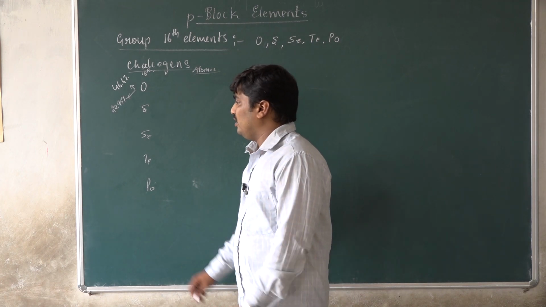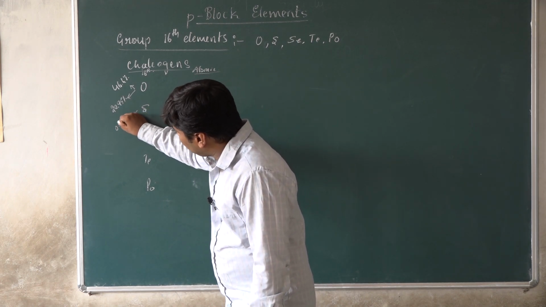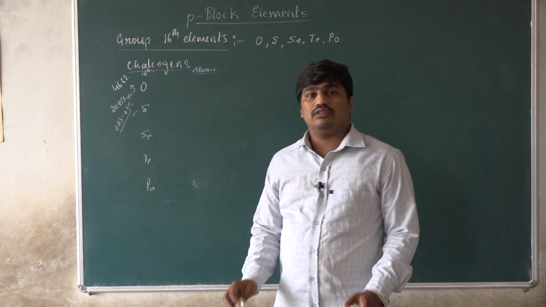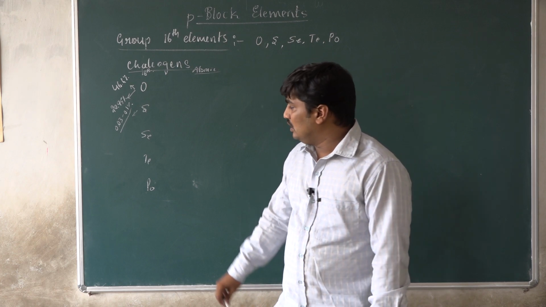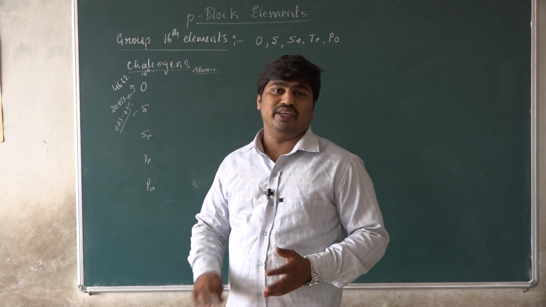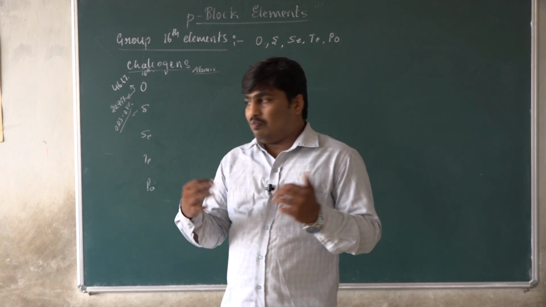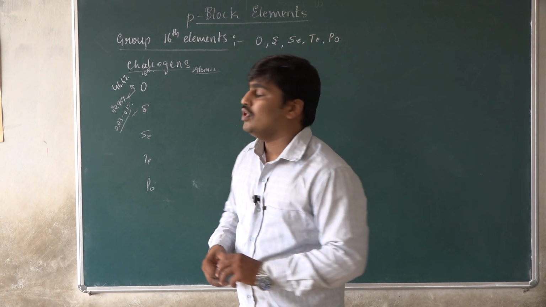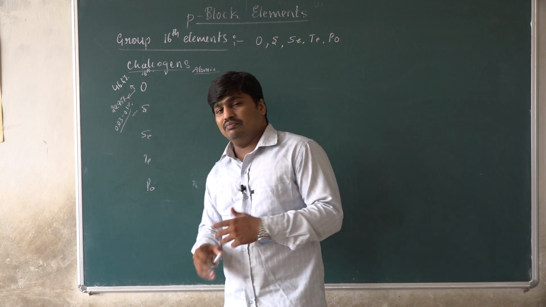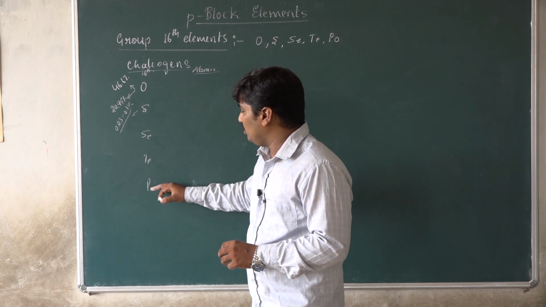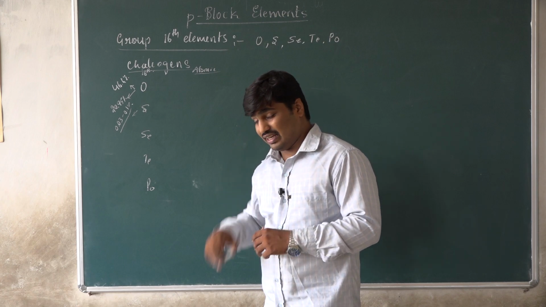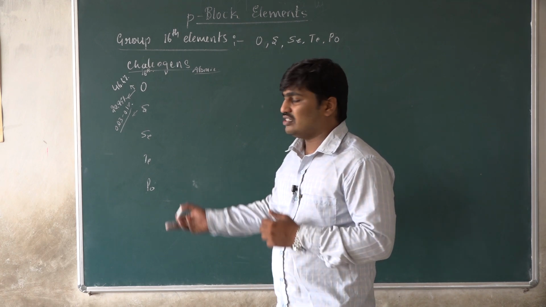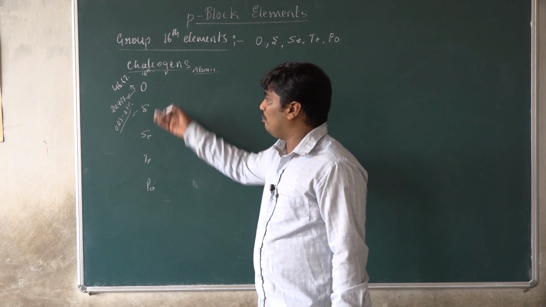Sulfur is rarer, 0.03% to 0.1% by mass in the earth crust. Selenium and tellurium are radioactive elements, mainly present with uranium and thorium. Polonium is also radioactive, more radioactive compared to selenium and tellurium. So their existence is in very small quantity compared to the others.